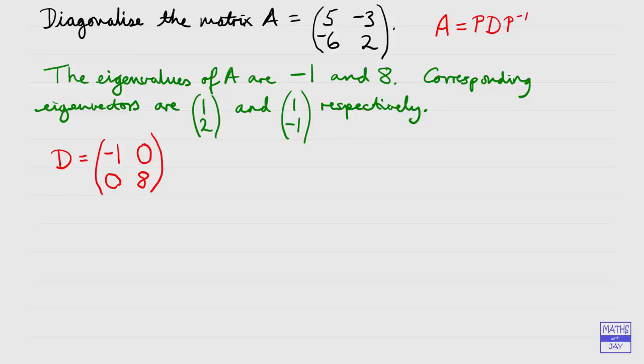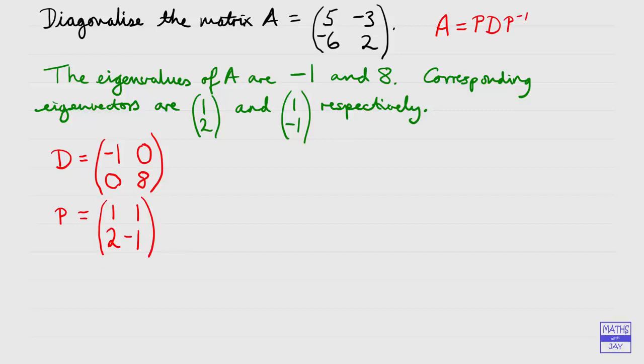But having written it in that order, it's then really important how we write down the matrix P. So because I've written down -1 as our first eigenvalue, my first column in the matrix P has got to be the eigenvector that corresponds to that. So that's going to be the eigenvector 1, 2. So the other eigenvector that corresponds to 8 is going to be in the second column, so that will be 1, -1. So it's really simple to write down the matrices D and P.